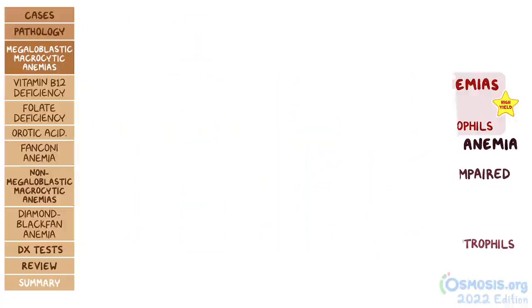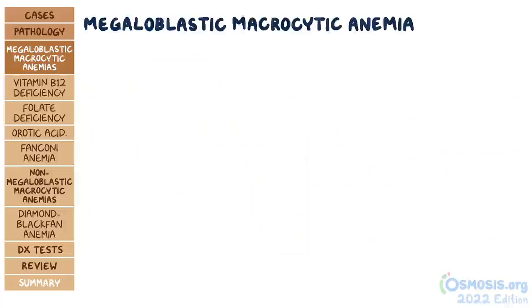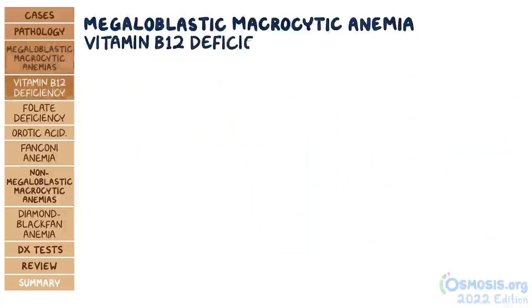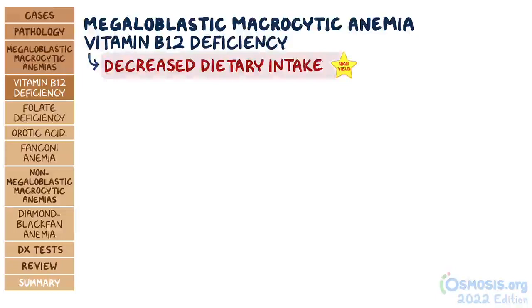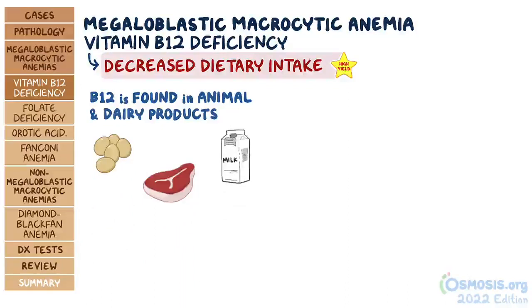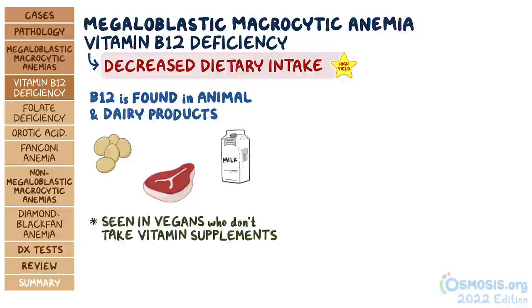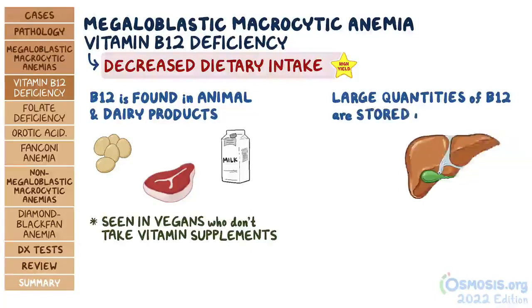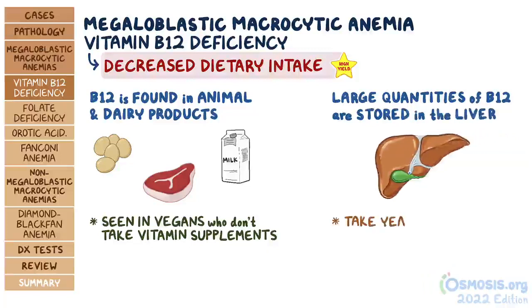Okay, so let's take a closer look at these different anemias, starting with vitamin B12 or cobalamin deficiency. One cause is decreased dietary intake because vitamin B12 is found in animal and dairy products such as eggs, meat, or milk. So it's often seen in vegans who don't take vitamin supplements. An important fact is that large quantities of B12 are stored in the liver, so it could take years for decreased dietary intake symptoms to develop.